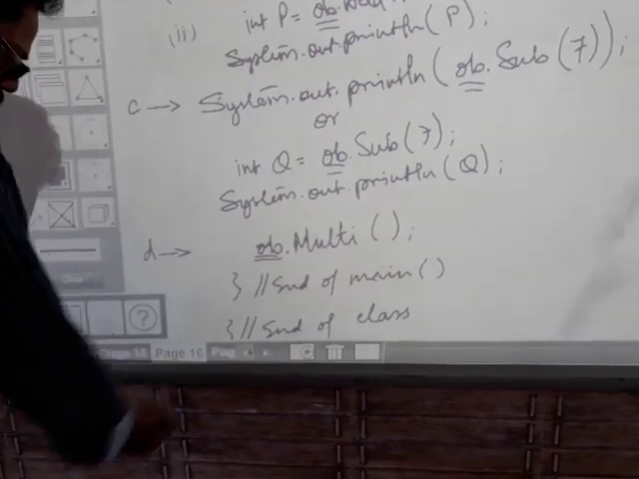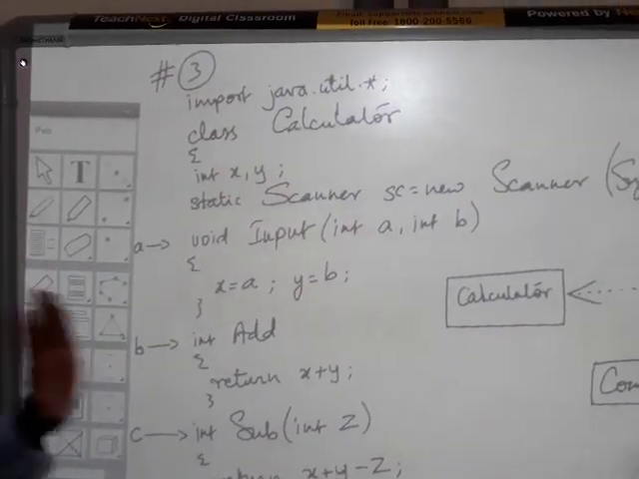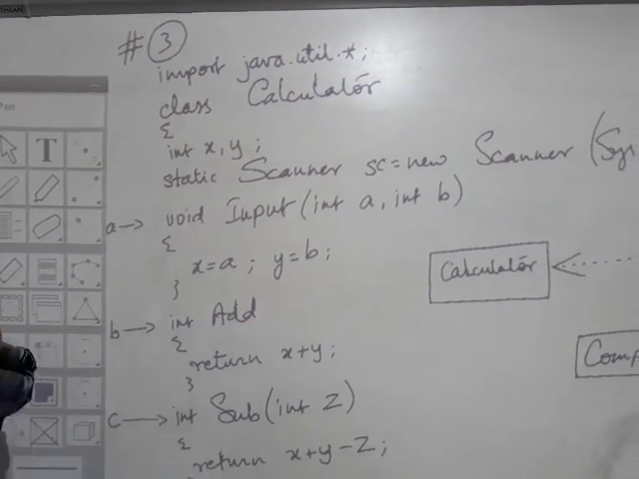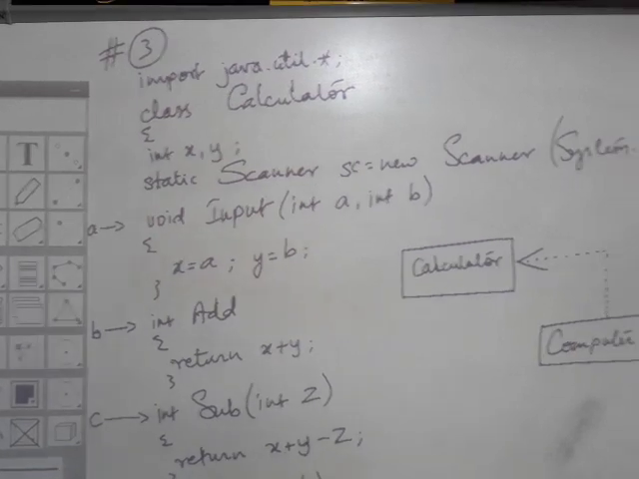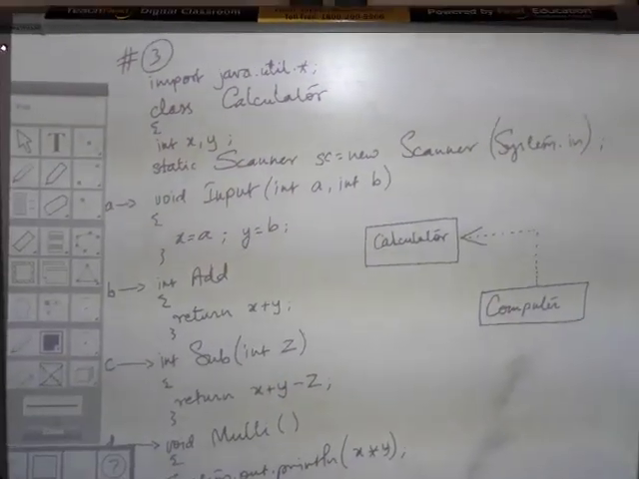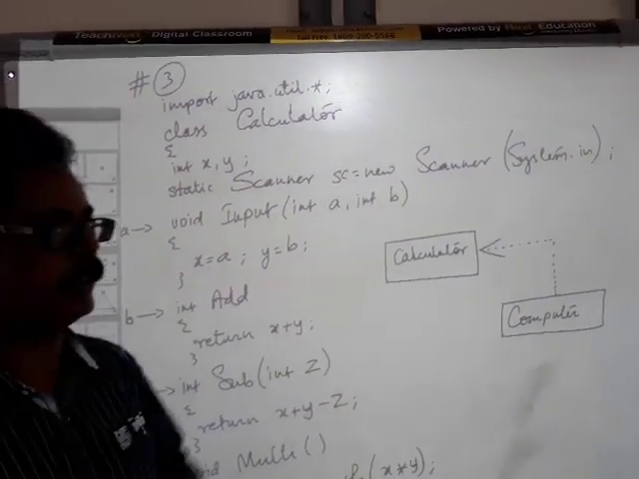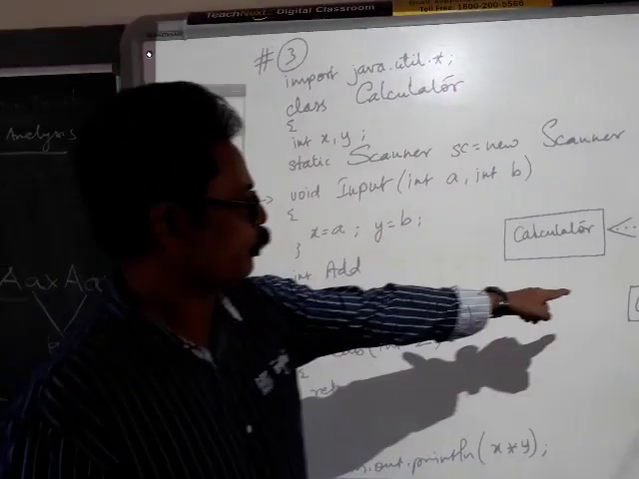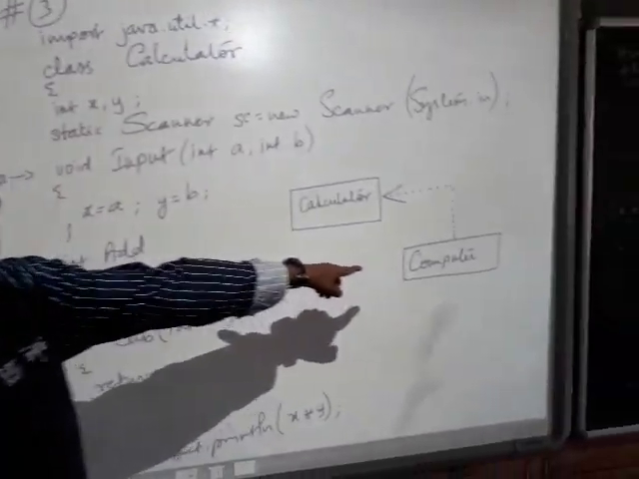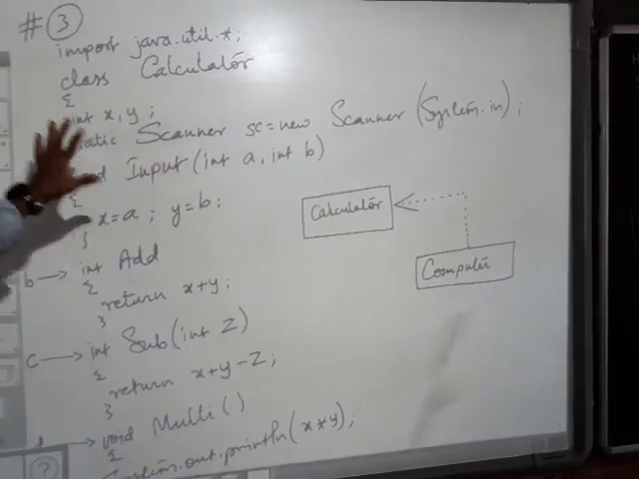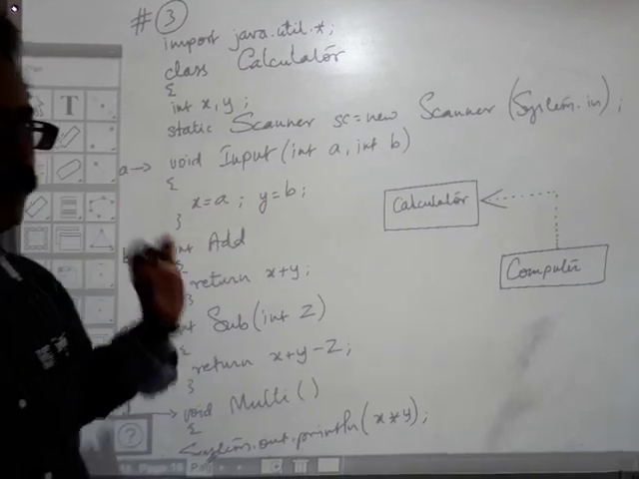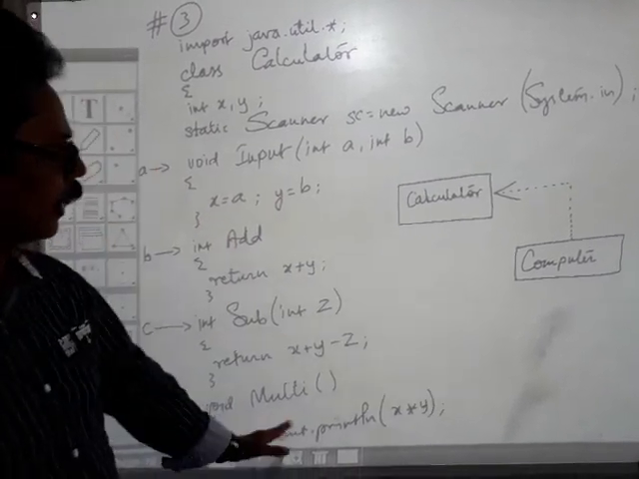The next part: we have a class called calculator, and we are having a main method. We are invoking the functions of the calculator class from the main method, and this main method is present in another class called computer. This is what we are going to do. First you write all the functions, that is, define all the functions, which means all the function definitions should be present in the calculator class.